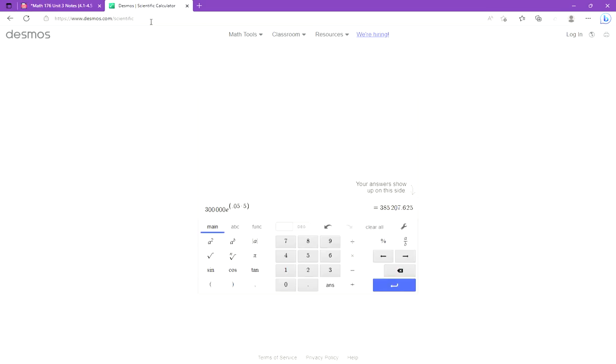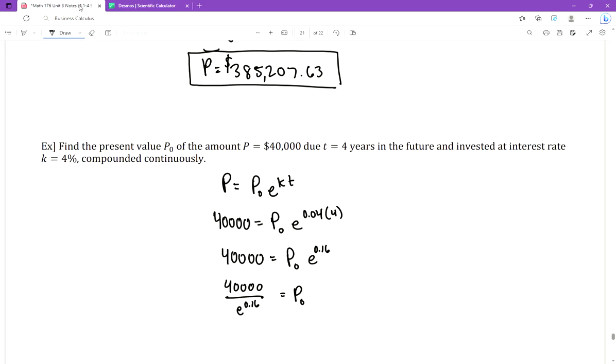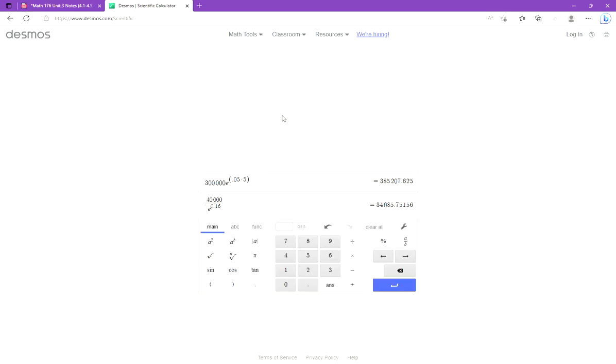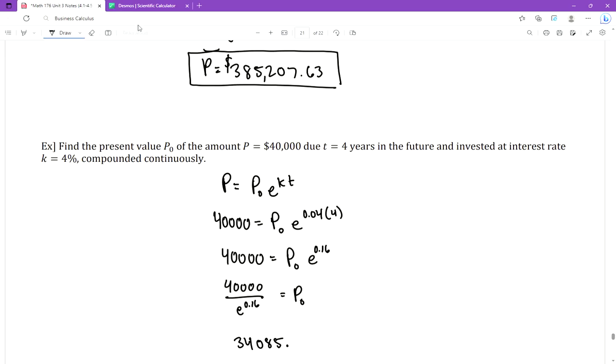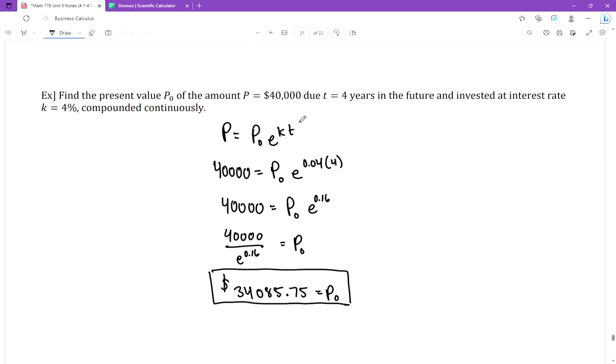And when we do, we'll have 40,000 divided by e to the 0.16. There we go. Okay, so we have $34,085.75. Okay, that's it. So that is the present value of that amount. So it's just kind of working backwards. Like if we wanted $40,000 in 4 years at this interest rate, we could invest about $34,000 into that account.